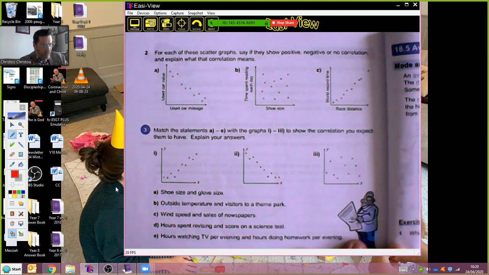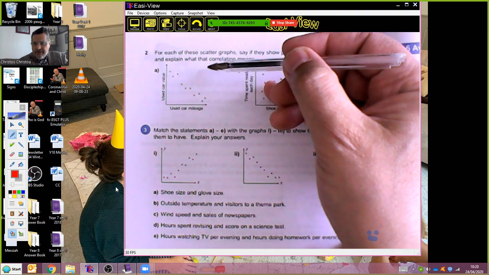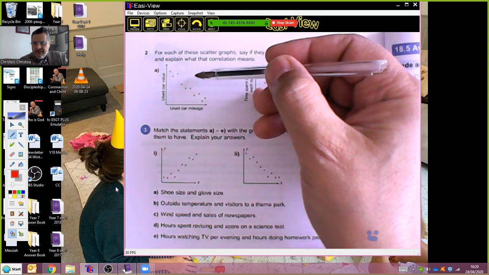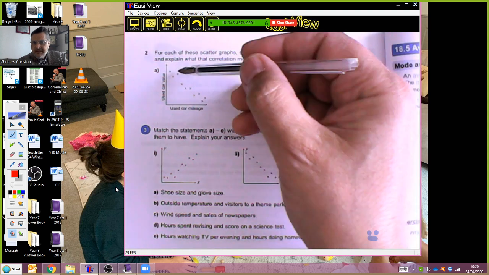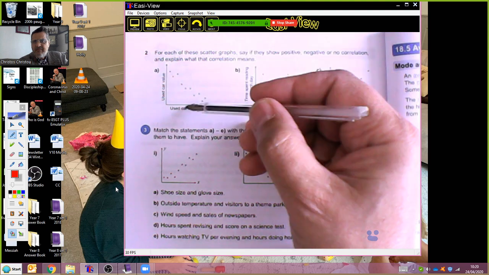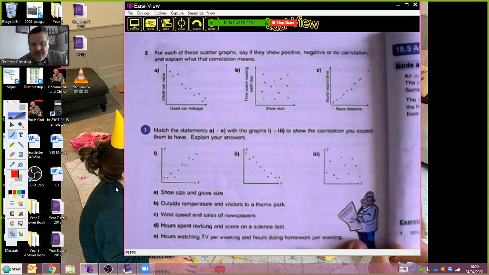Really? So as the mileage increases, the value of the car increases? Going down, isn't it? So as the mileage goes up, the value of the car goes down. That's why it's a negative correlation.